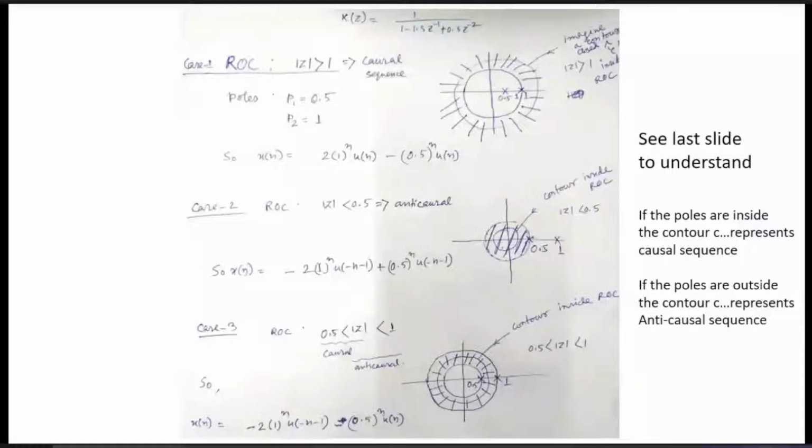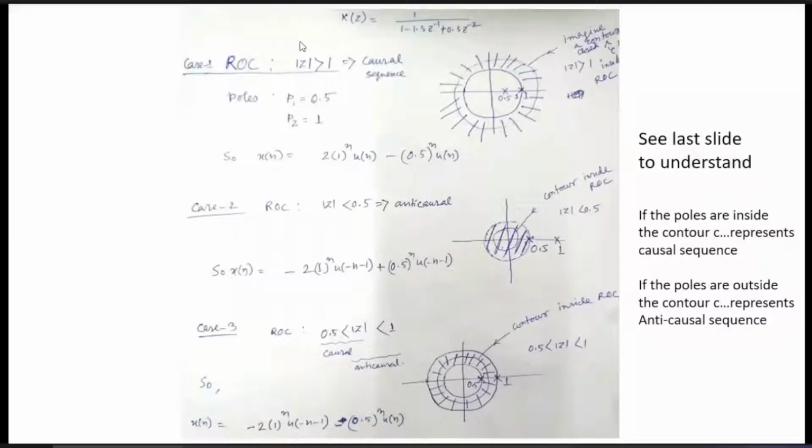Like your problem was given X of z equal to 1 by 1 minus 1.5 z inverse plus 0.5 z to the power minus 2. So ROC is mod z greater than 1. Since this represents a ROC that exists in a region outside of a circle of radius 1.